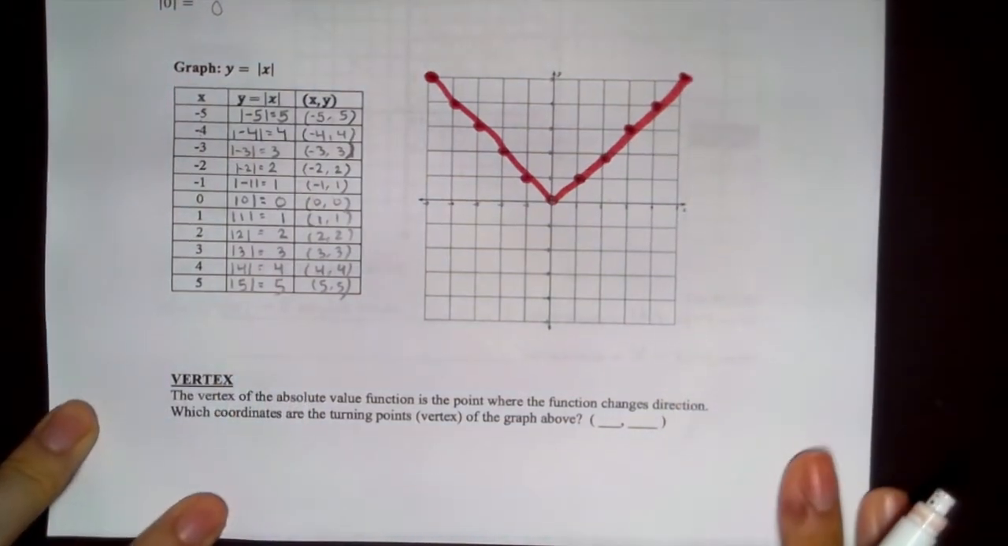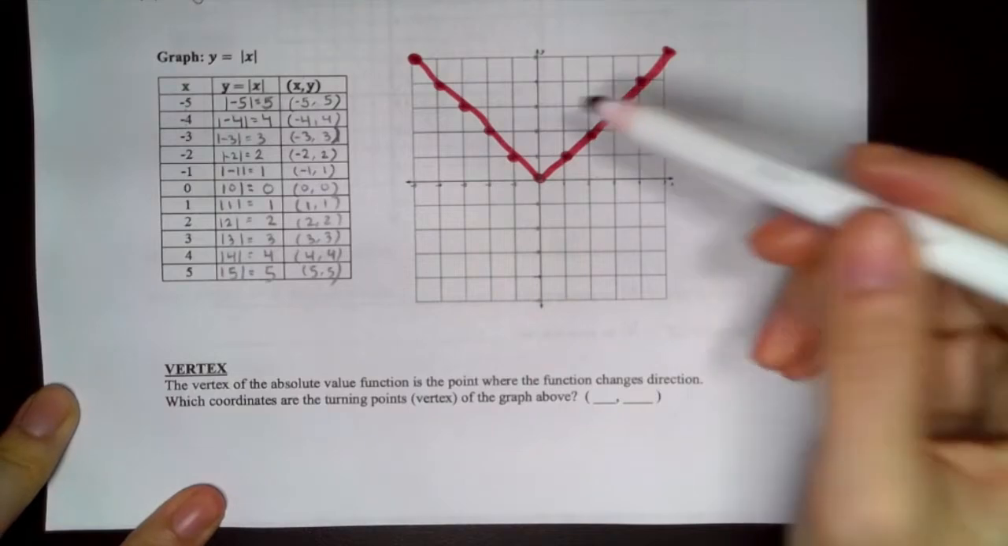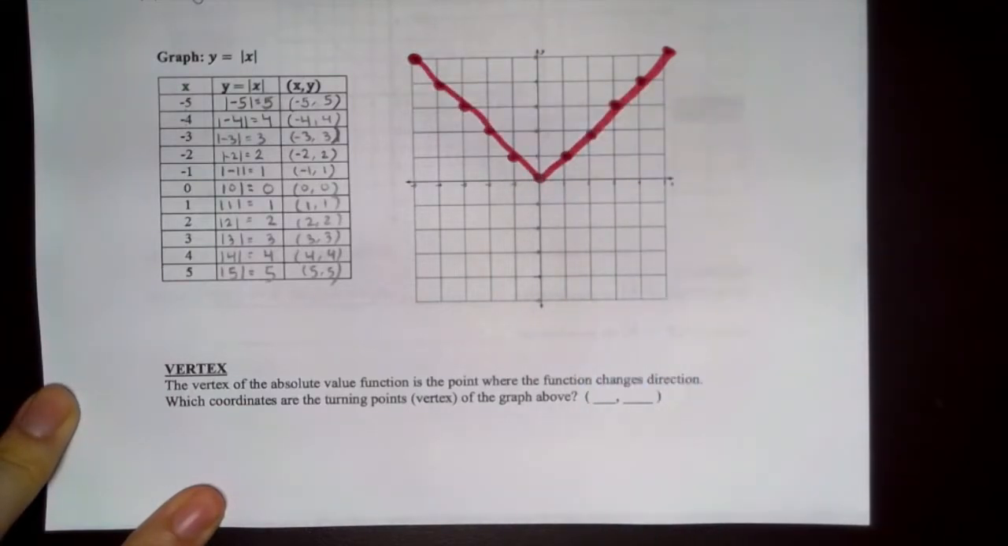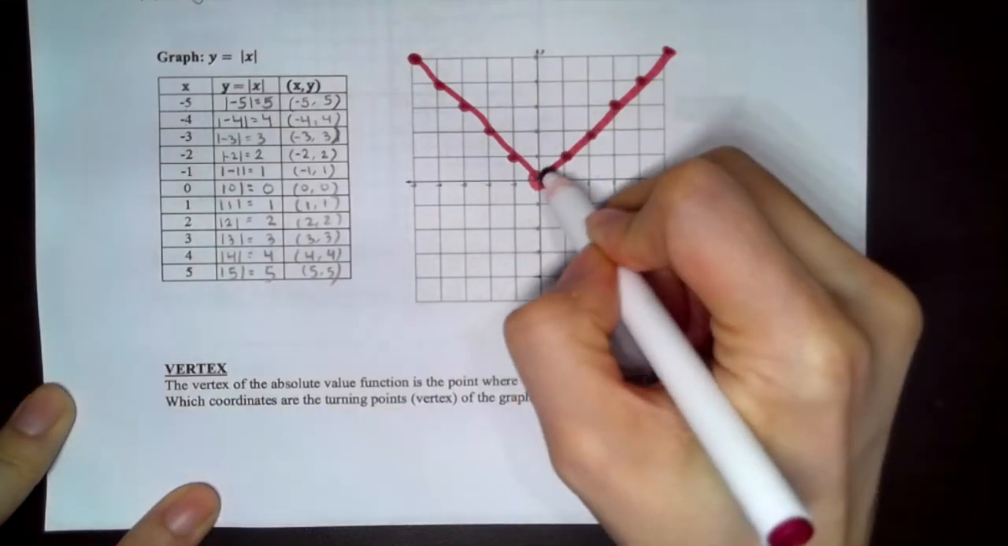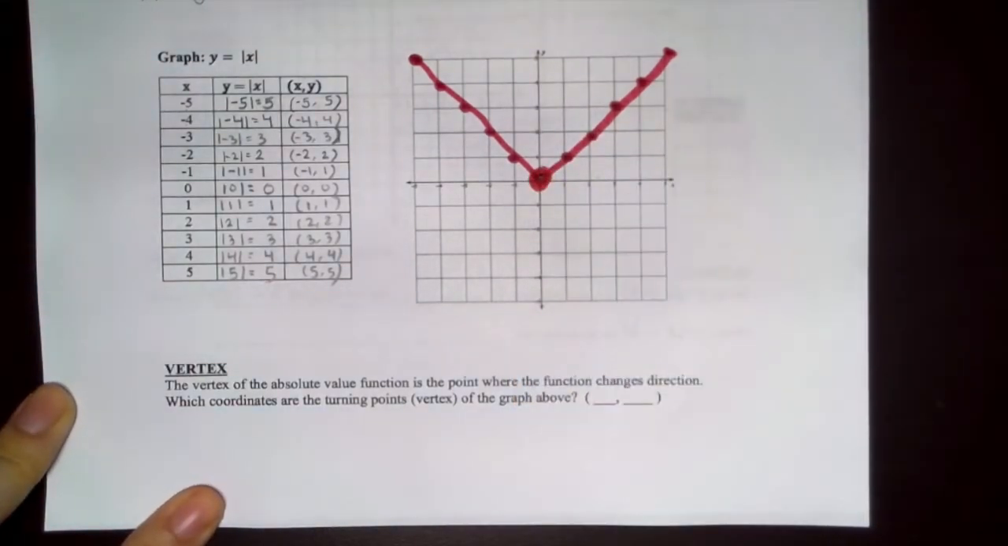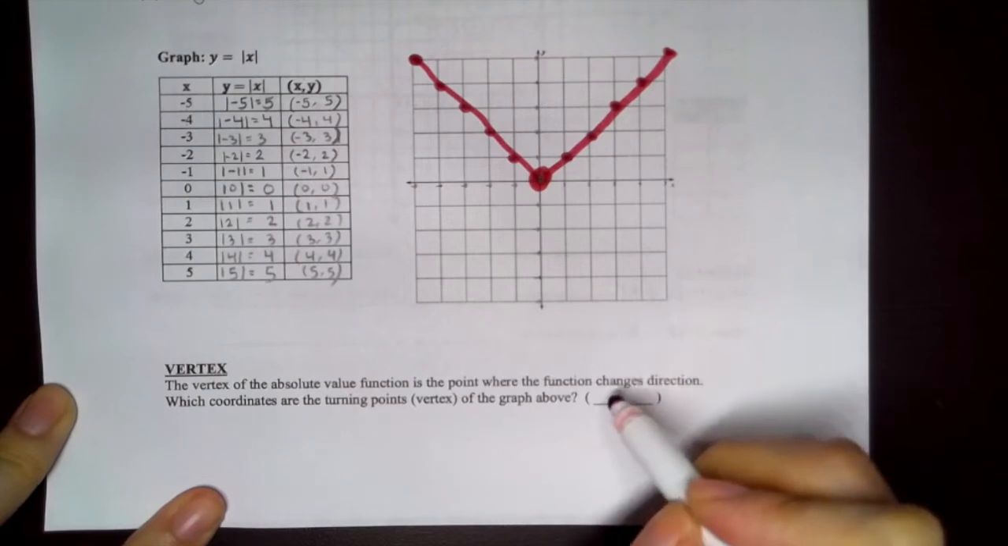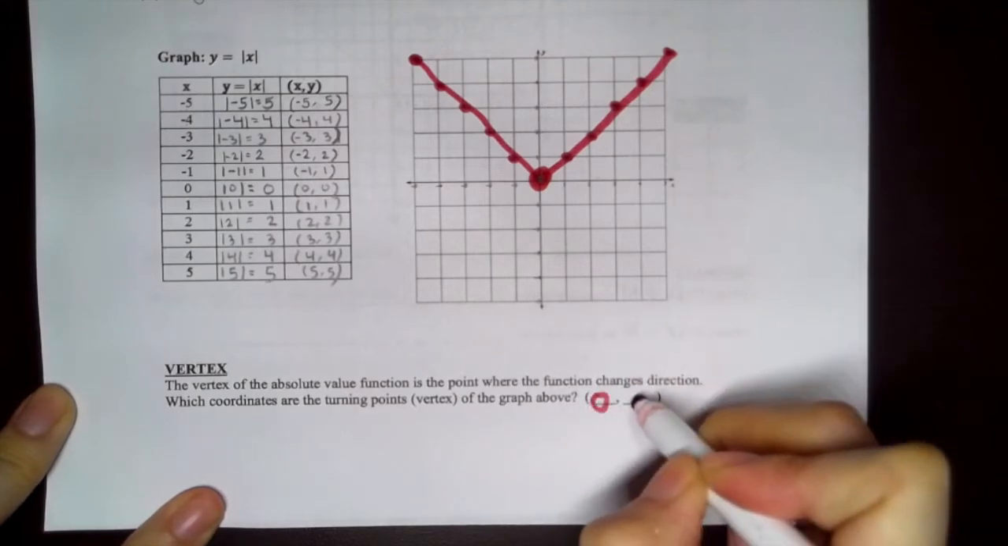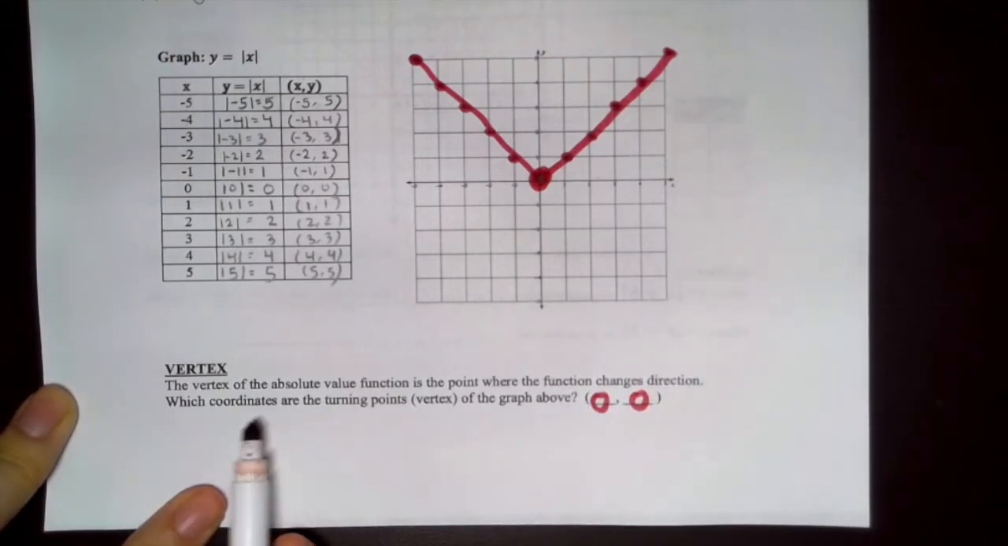Alright. So guys, look, do you see this V shape? Right? What do you think about the vertex? Definitely that should be our vertex, right? So in this graph, my vertex is 0, 0. And it says what the vertex of the absolute value function is.